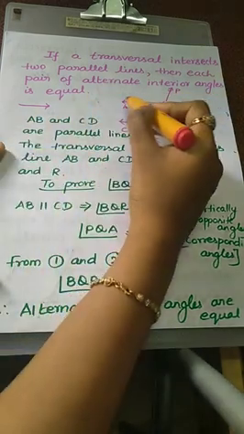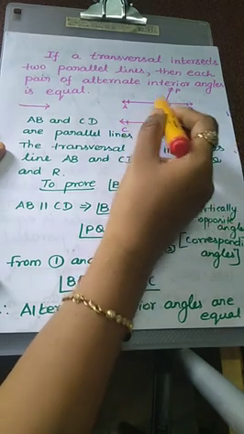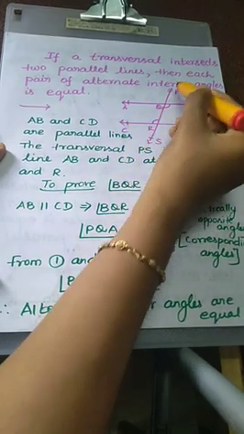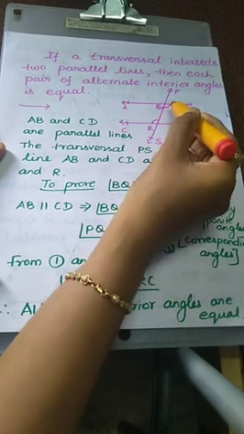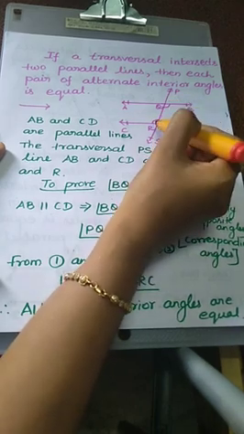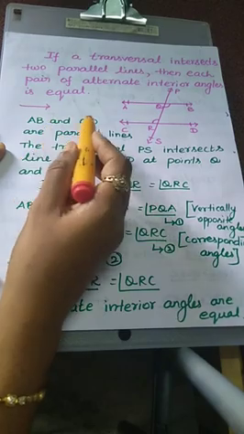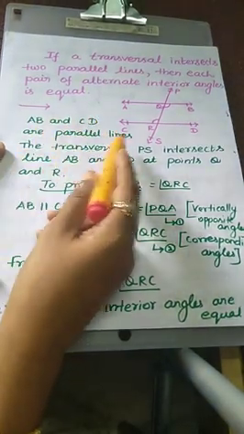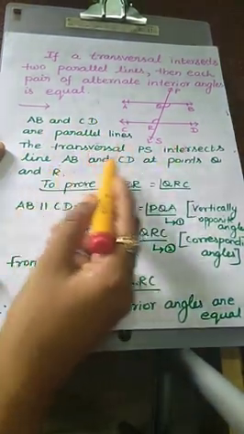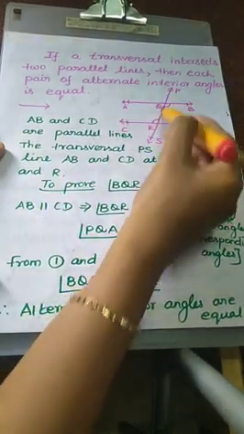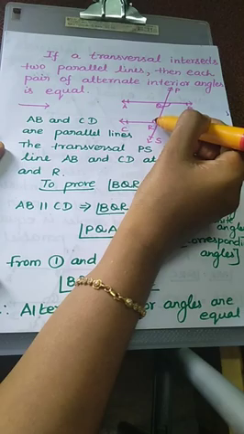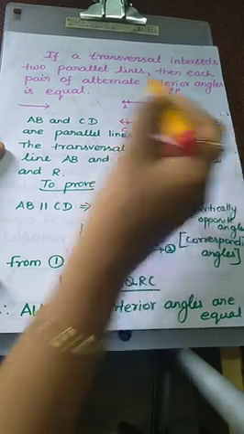Actually, AB is one line, CD is one line. These two lines are parallel lines. PS is also one line. This line PS intersects the two parallel lines at Q and R. So you just write the given first. AB and CD are parallel lines. The transversal intersects AB and CD at points Q and R. We have to prove BQR is equal to QRC, that is alternate angles.